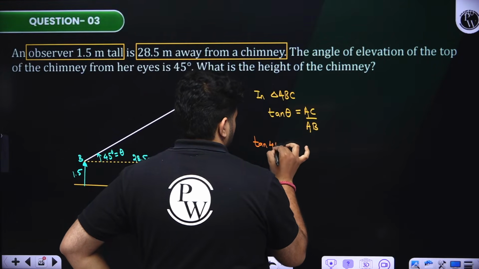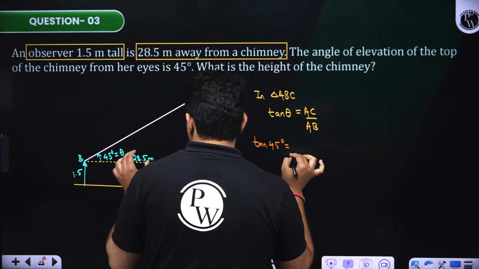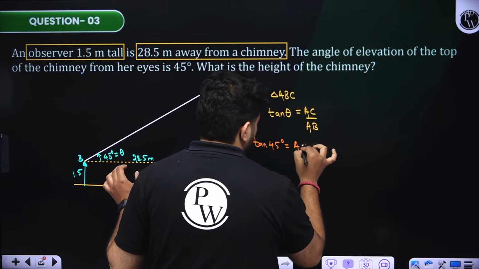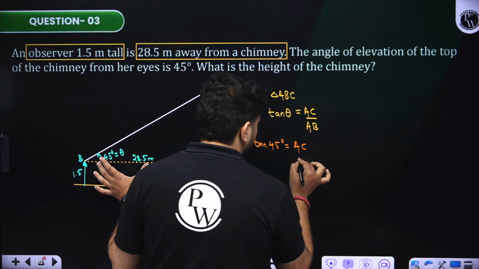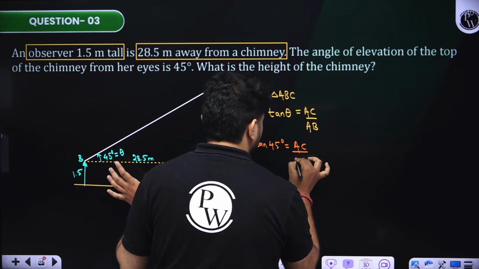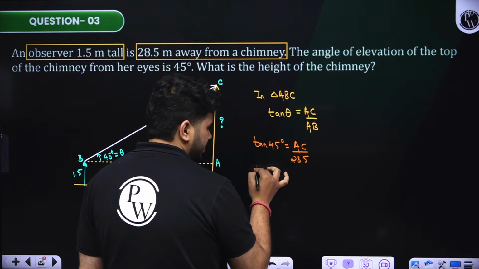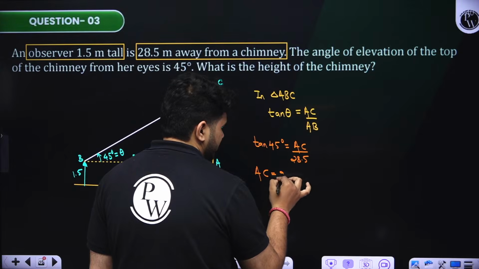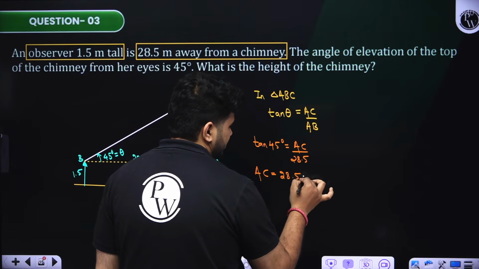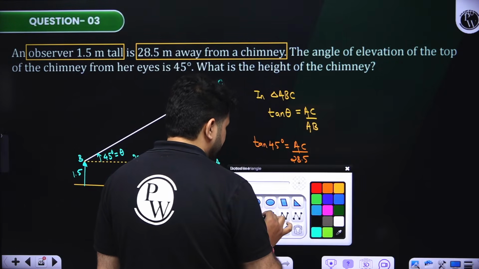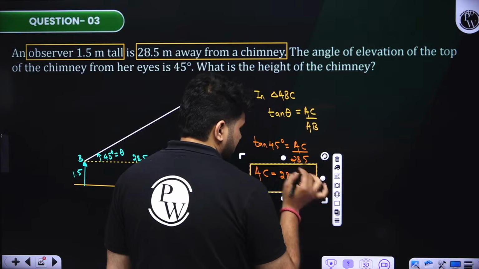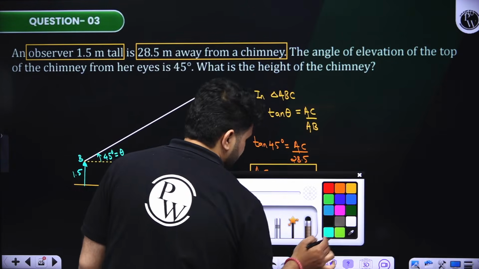AC value we don't know, we need to find, divided by what do we have, students? This is AB, which is 28.5. Correct. Tan 45 degree value is 1. So AC value is equals to what? 28.5 meters. Tan 45 degree value is 1. Yes or no?